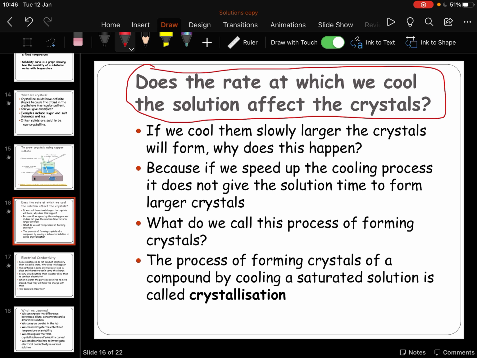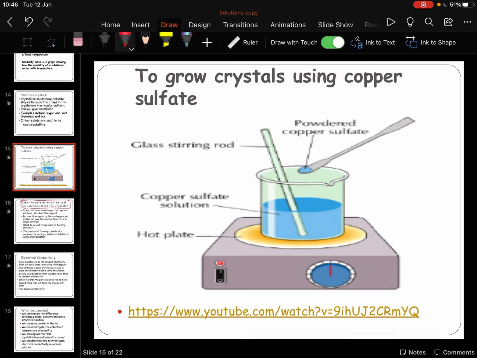It's kind of your subheading, if you will. All right. Does the rate at which we cool the solution affect the crystals? So what you're doing with this experiment, as you saw from the video, is you basically heat up this solution and keep adding more and more copper sulfate. And eventually create a saturated solution. You then pour it out into dishes and you leave them to cool down.